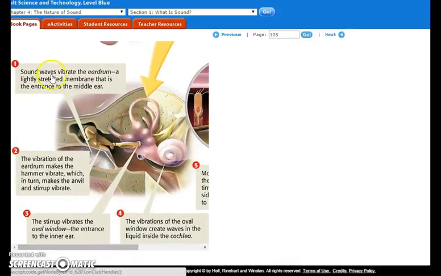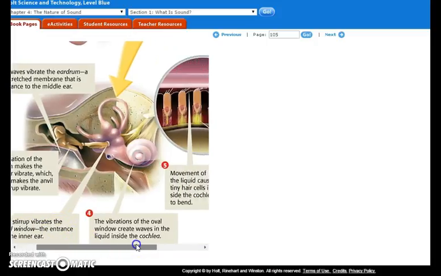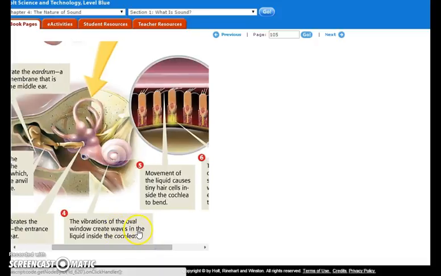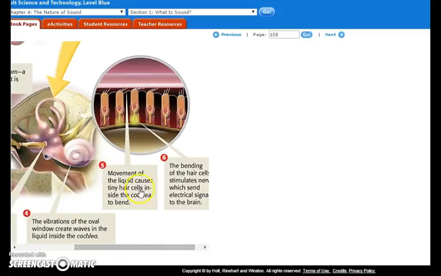So sound waves vibrate the eardrum. The vibrations of the eardrum make the hammer vibrate, which makes the anvil vibrate, which makes the stirrup vibrate. The stirrup vibrates the oval window, entrance to the inner ear. The vibrations of the oval window create waves in the liquid inside the cochlea.